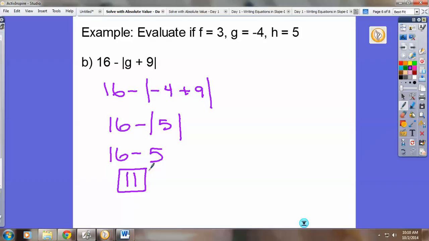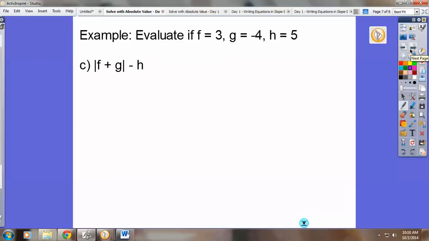I would like for you to try this next problem. When you've got your answer, I want you to raise your hand and show me. Once I have checked your answer, you can begin your homework, which will be out of your book. So here is that next example.